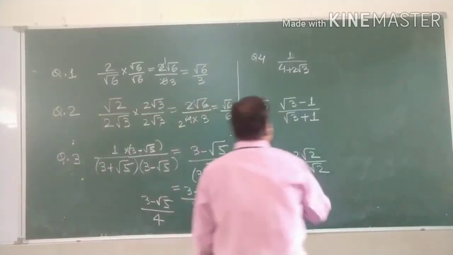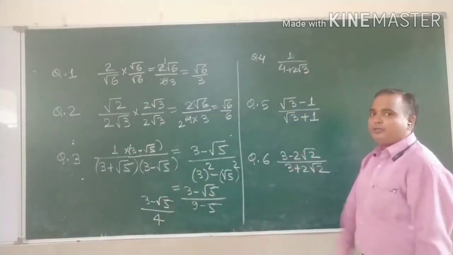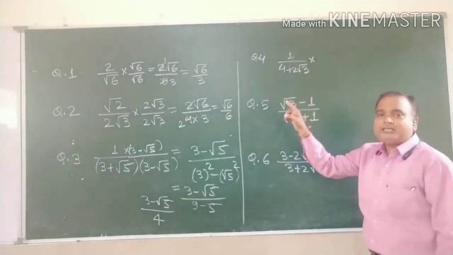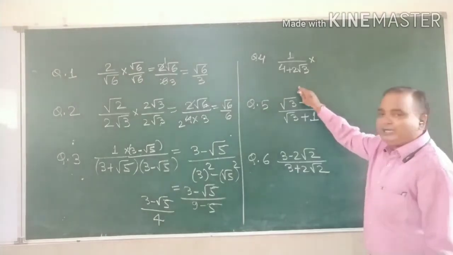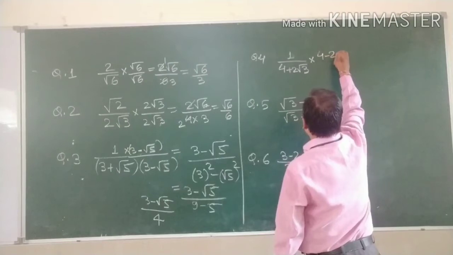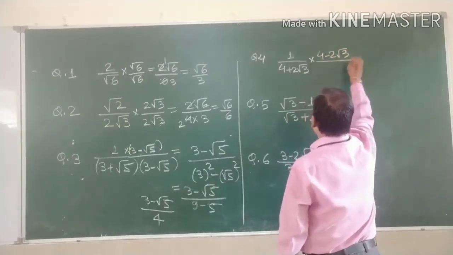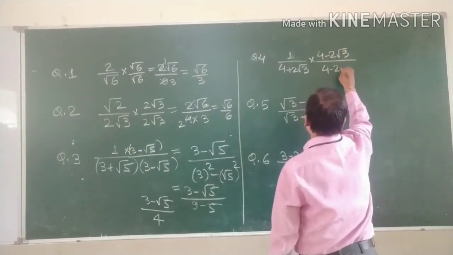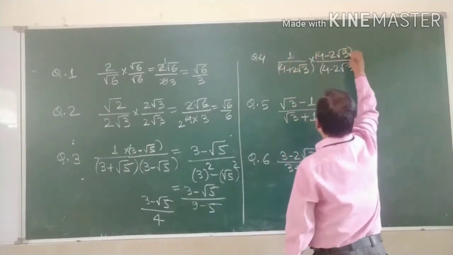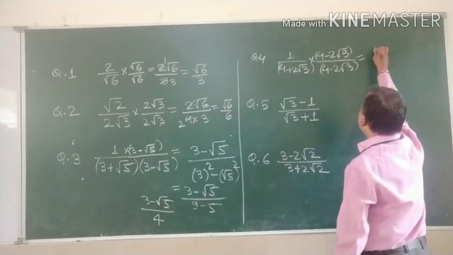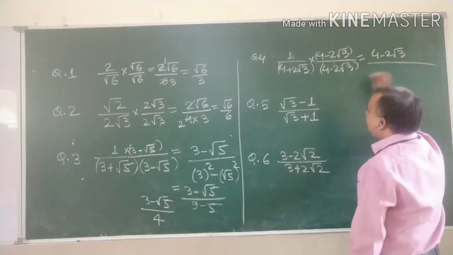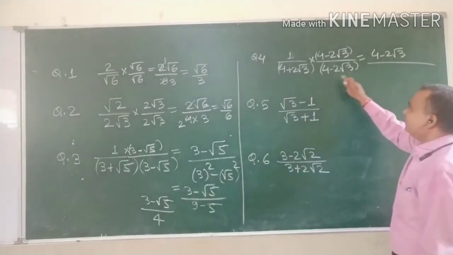Next question. Rationalize the denominator of 1 upon 4 plus 2 root 3. Again, if the denominator is 4 plus 2 root 3, what is the rationalizing factor? The rationalizing factor will be 4 minus 2 root 3. So numerator and denominator both should be multiplied by 4 minus 2 root 3. Now the numerator is 1, so it remains same, that is 4 minus 2 root 3. Now multiply 4 plus 2 root 3 into 4 minus 2 root 3.